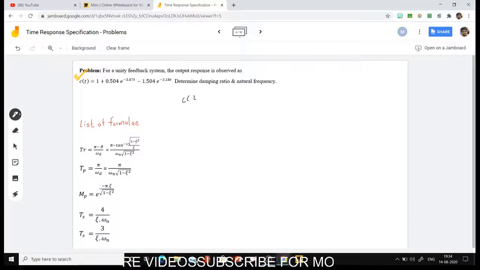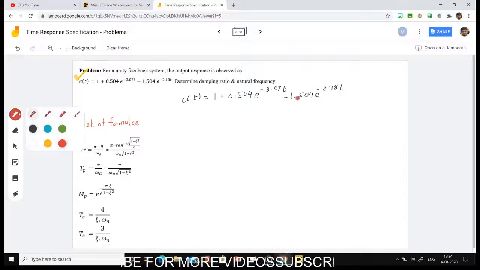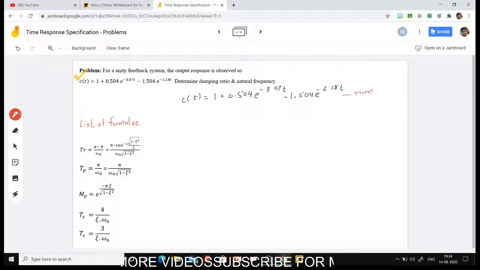C of t is equal to 1 plus 0.504 e raised to minus 3.07t minus 1.504 e raised to minus 2.18t. So this is basically given in the time domain. Okay, and they are asking you to find zeta and omega n, which are in the S domain. So first we need to convert from time domain to S domain.